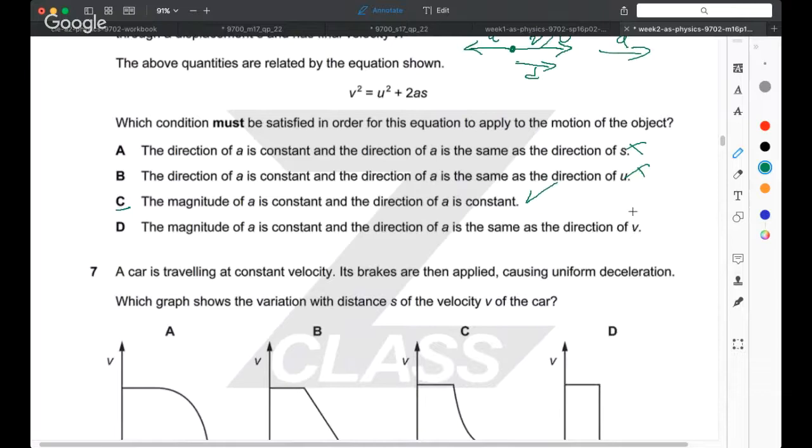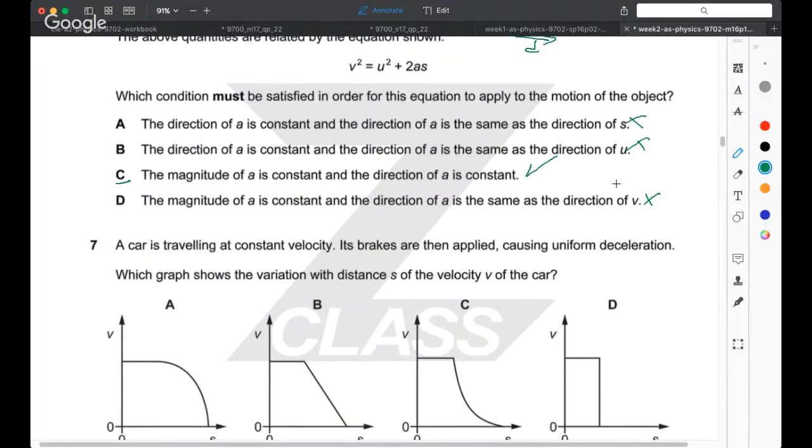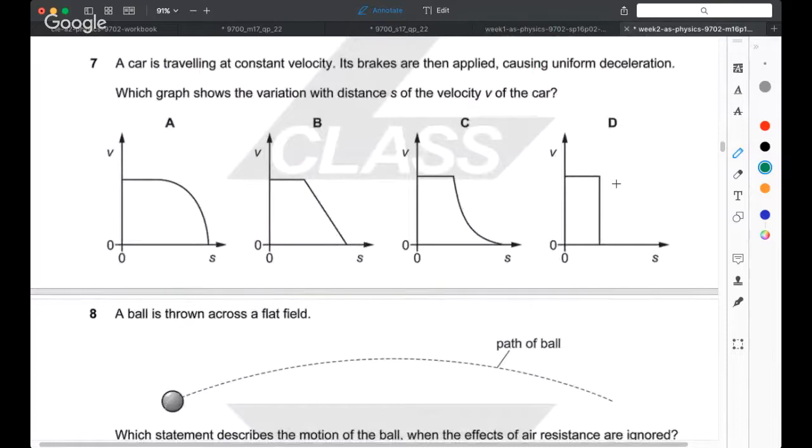And also this one is the same. So U and B is the same. The car is traveling at constant velocity. Uniform deceleration. This would be A, right? I'm pretty sure this would be A. It's uniform deceleration, so it's constant deceleration. So it'd be A.